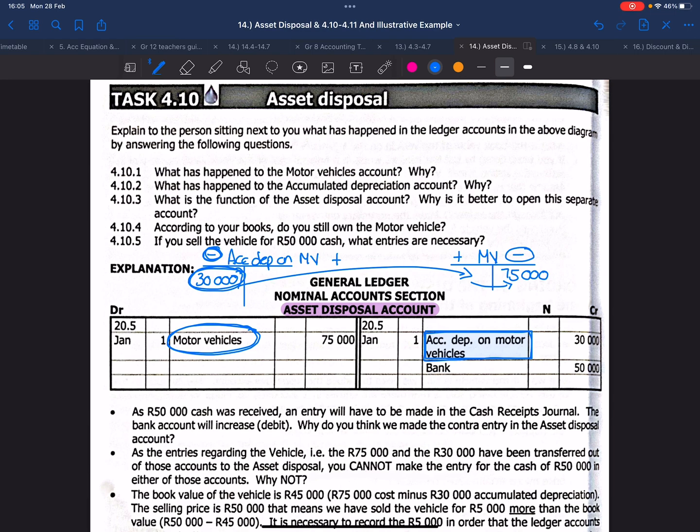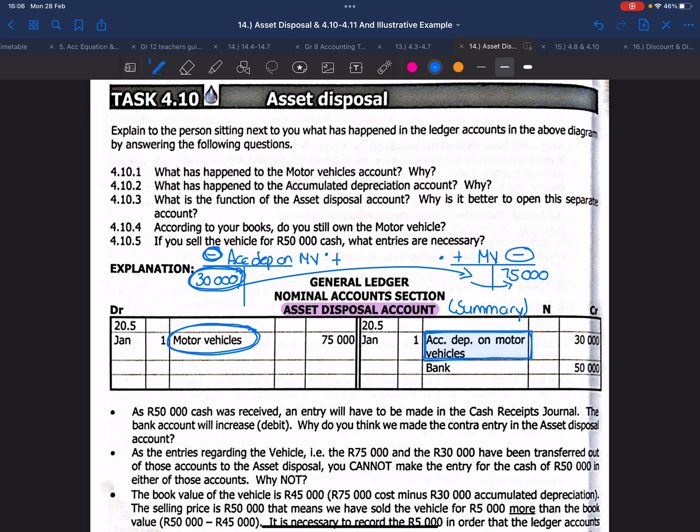Then we don't have to refer to different T accounts to try and see what happened, because in this instance we just have motor vehicles and accumulated depreciation on motor vehicles. But in a business there are many ledger accounts and it can be very difficult to follow what happened. So that's why we have an asset disposal account, so that we can have a summary of everything that took place relating to the sale of, in this instance, a motor vehicle. So it's like a matching principle.